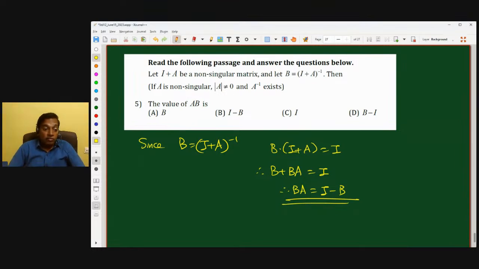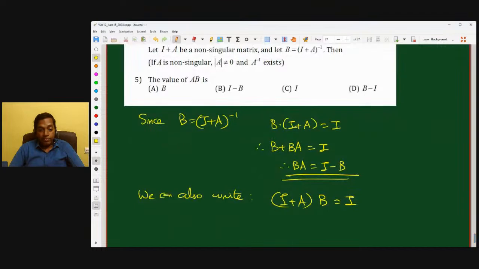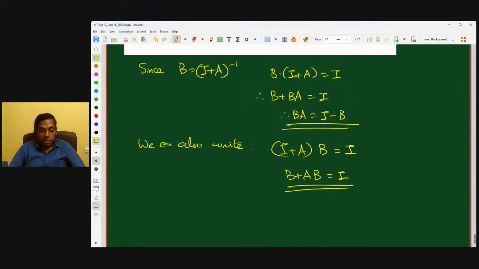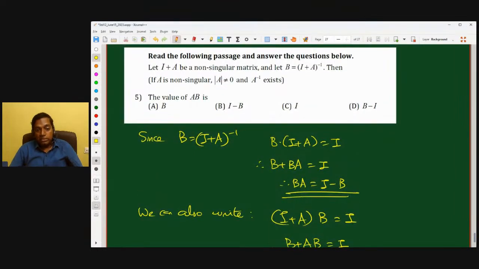Okay. We can also write I plus A into B is I. This means B plus AB is also I. And this actually solves it. So that means AB is I minus B. This is what is expected for question 5. But because I tried to put B into I plus A as I instead of I plus A into B, both of these are correct. This is correct and this is correct.